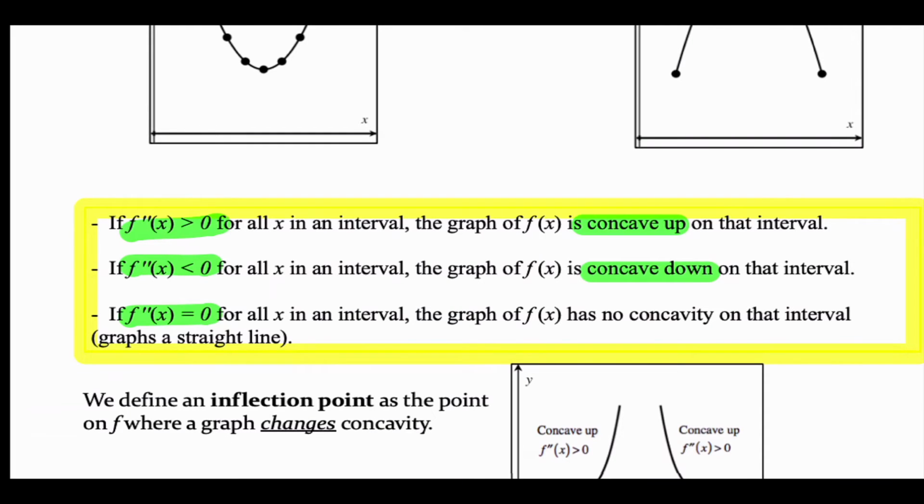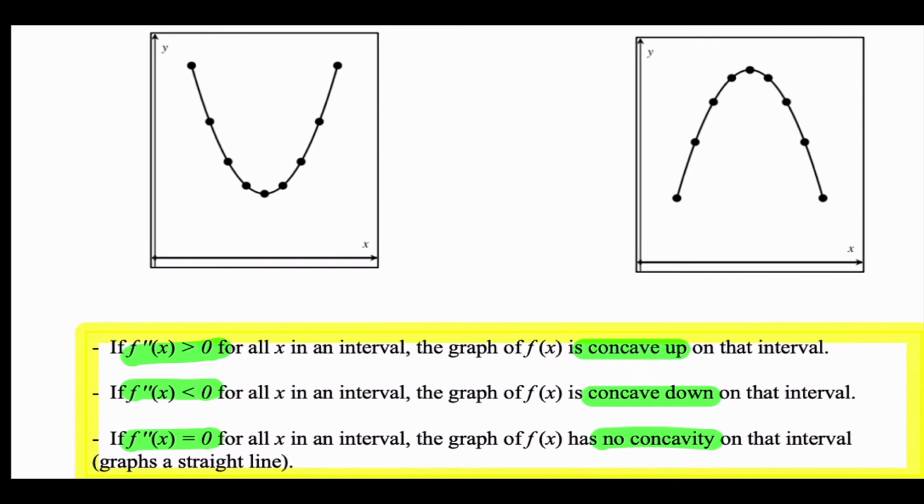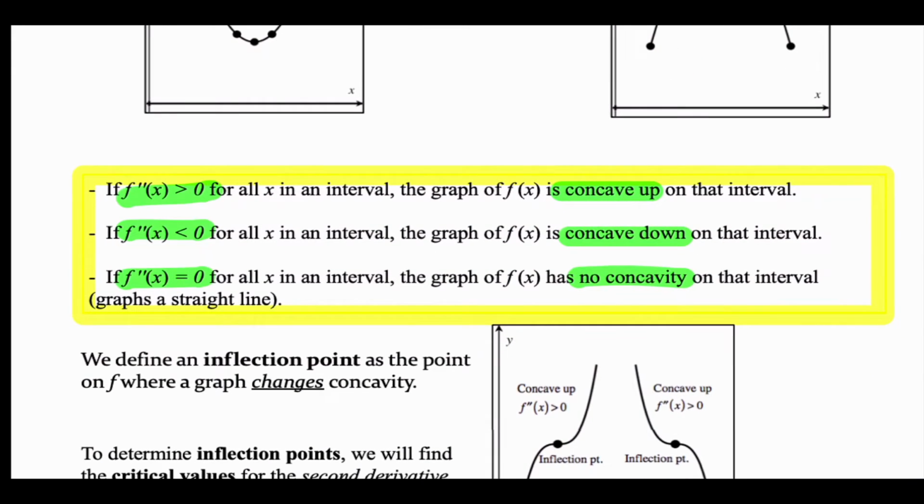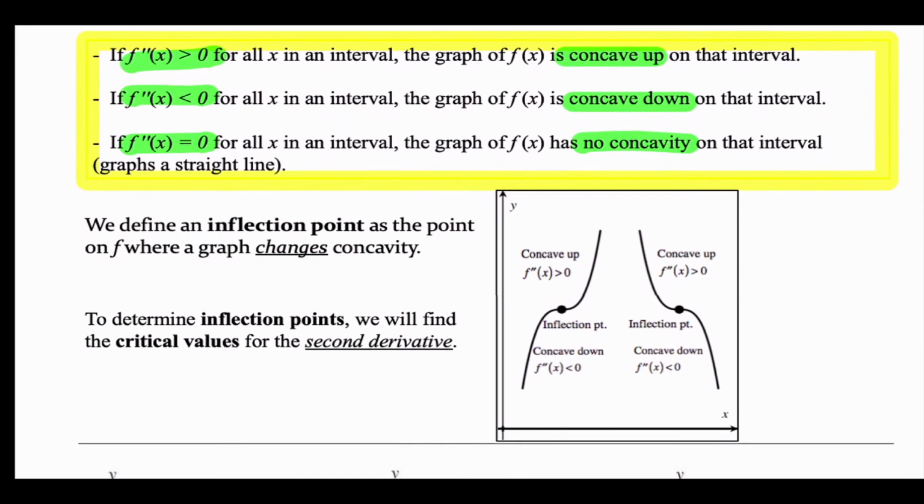If the second derivative is 0, it's not going to be either. It's not going to be concave up or concave down. It's going to look like one of these points down here.